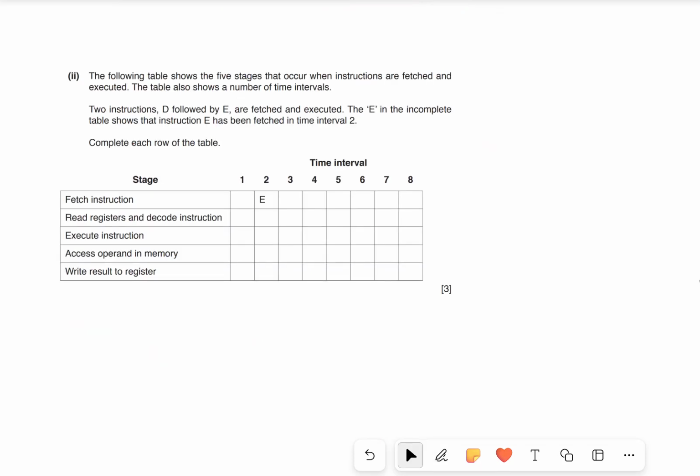Pause the video, give this question a go yourself first. This is very easy. So we've got two instructions, D followed by E, so we obviously need to put D here. Then it moves along, so it's going to be then DE, then it moves along again, DE, then it moves along, DE. Oh, I think I made a boo-boo. One sec. DE. And there you go.